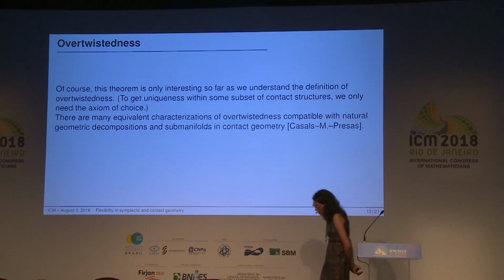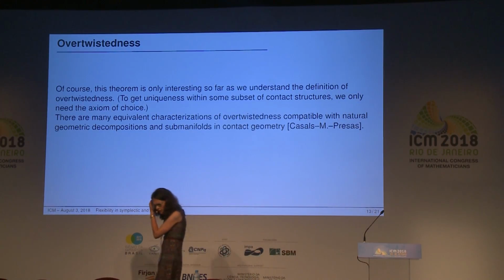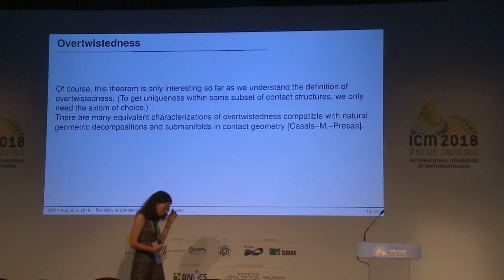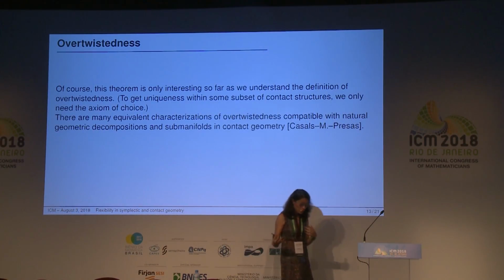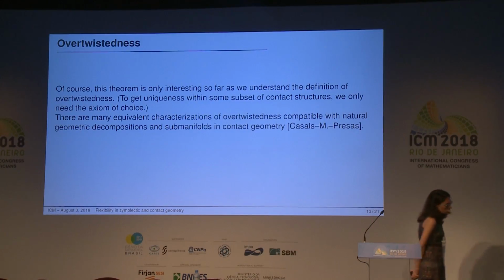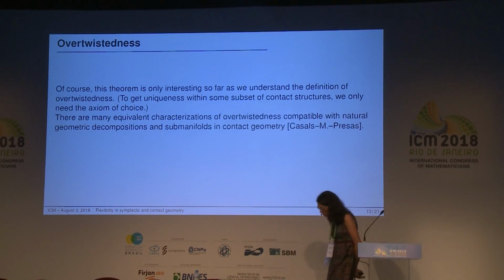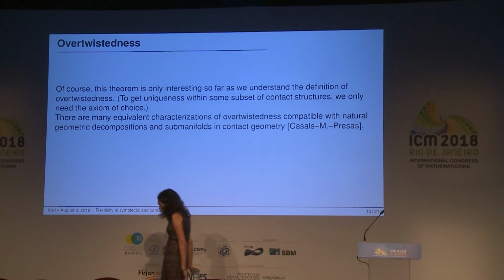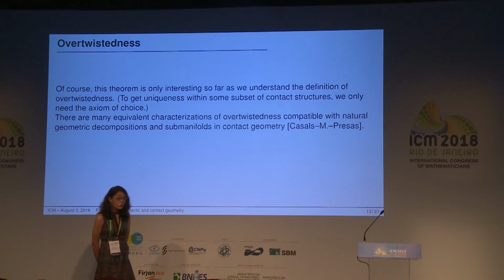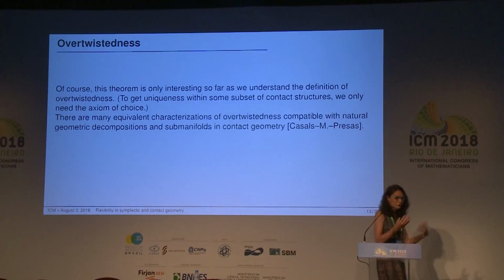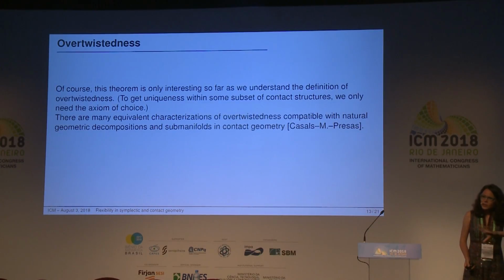So there's work that I did with Casals and Presas, which relates high-dimensional overtwistedness with many other natural geometric structures in high-dimensional contact geometry: surgery descriptions, Lagrangian submanifolds, open book decompositions, and many other related things. I don't really want to talk so much about this, but suffice to say that it's compatible with many other pictures we have.